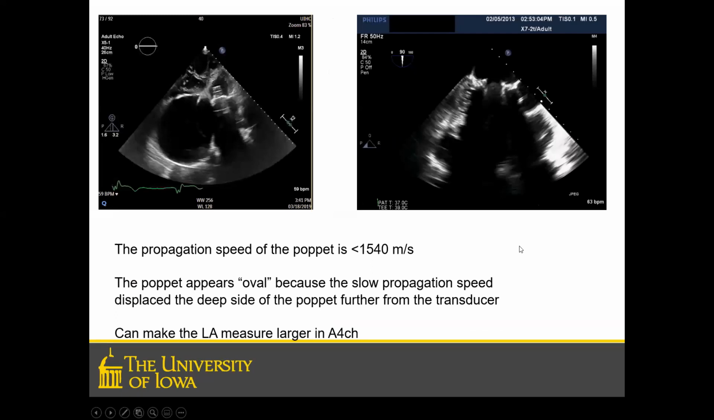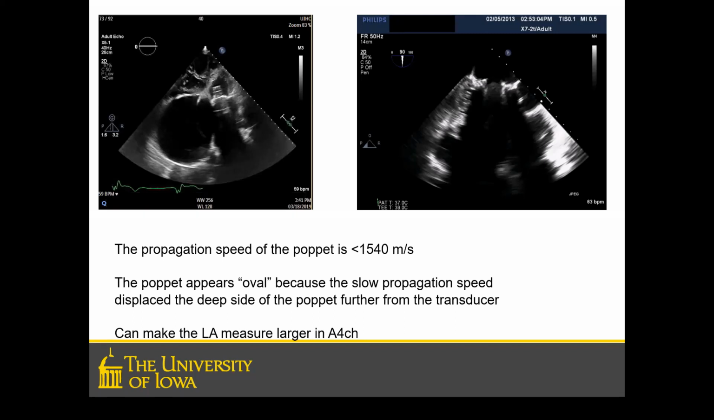Even though this isn't something that's super important on a clinical aspect, people really like to ask boards questions about this because it's a cool physics thing, I guess. When the propagation speed is slower, as it is in this valve, the echoes are going to be displayed too deep. So it's going to make this poppet look longer and sort of oval shaped, and it would also make the left atrium wall display too deep, if you can get around the valve and see the wall.